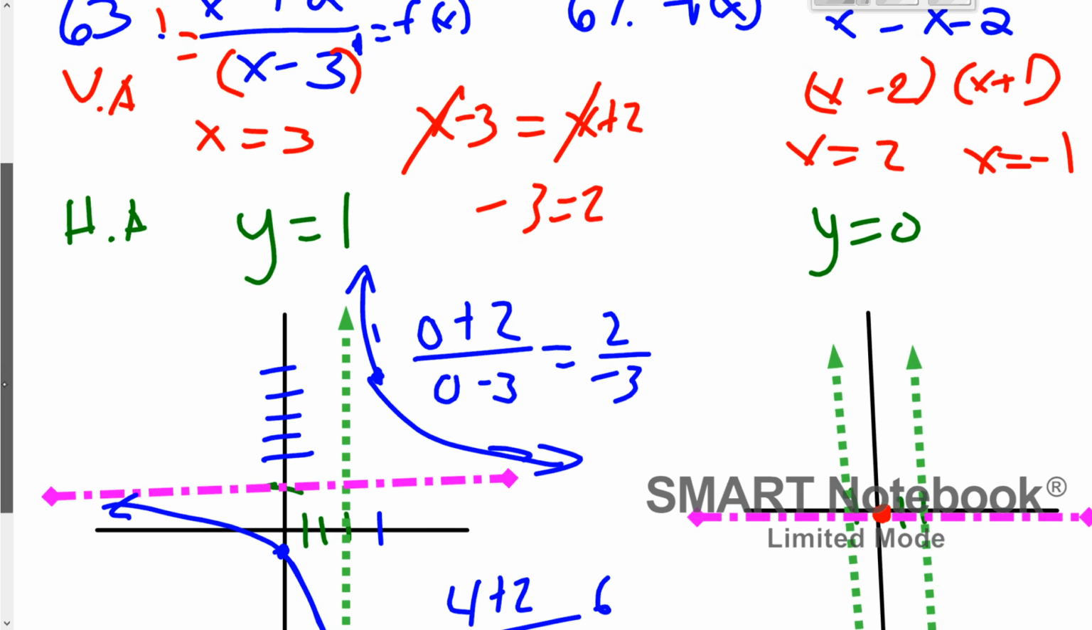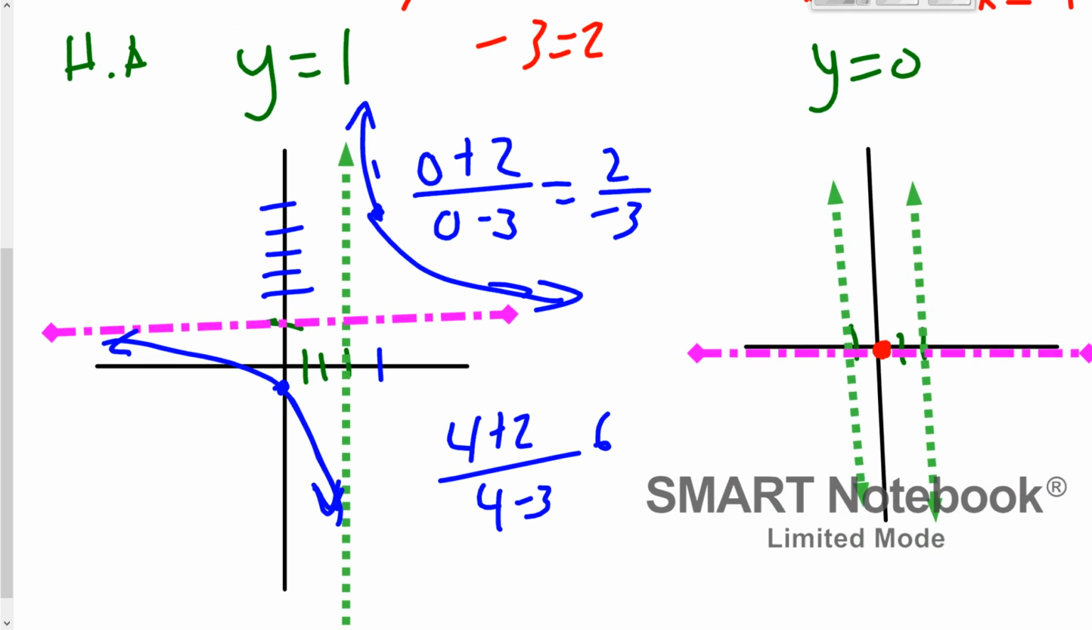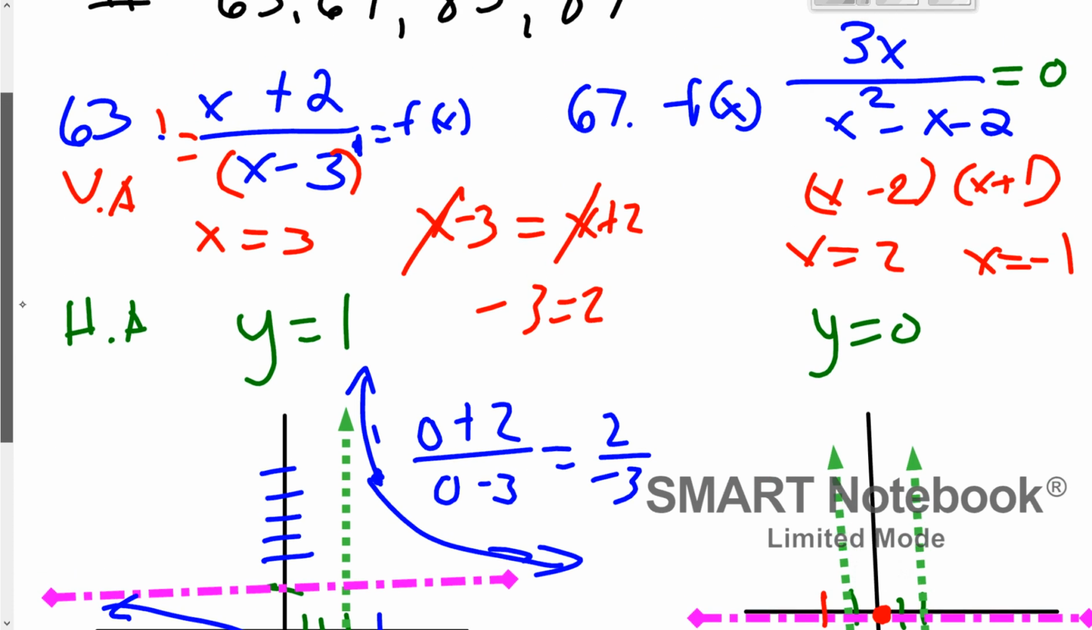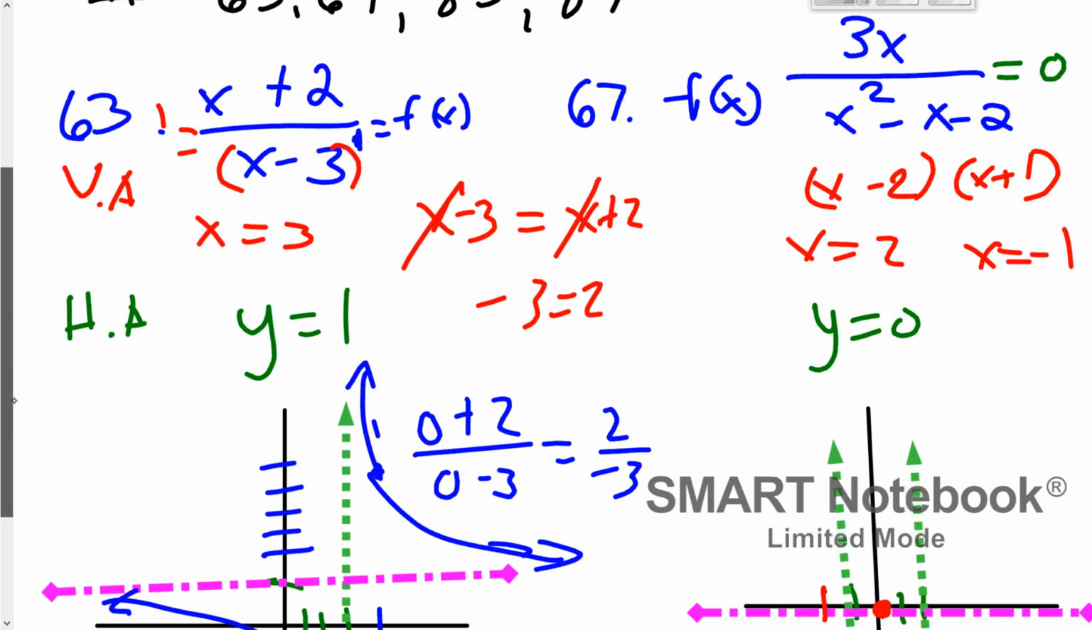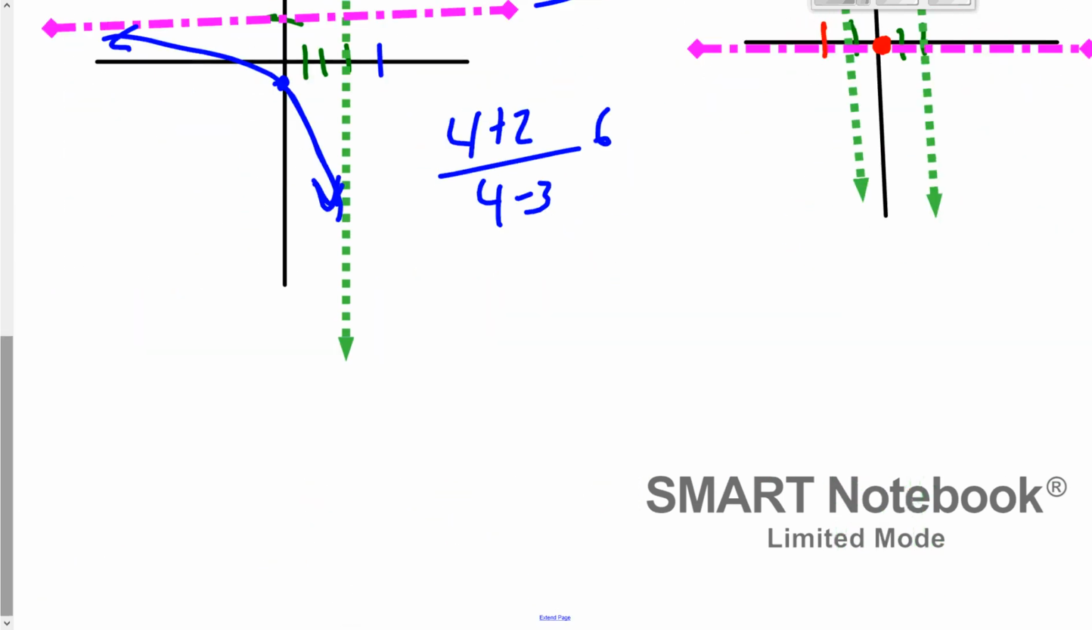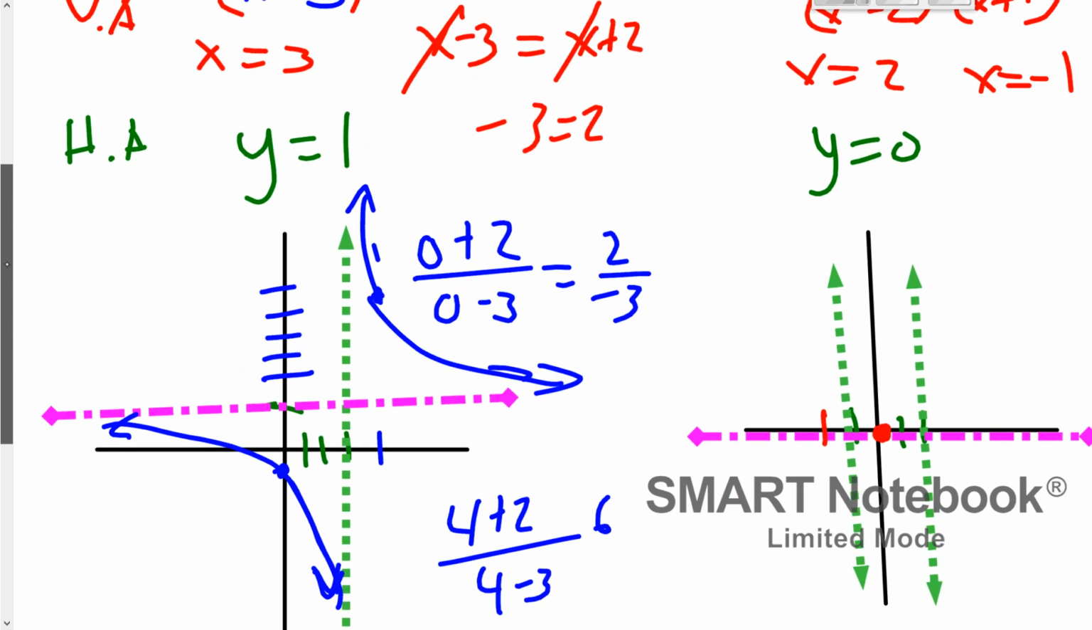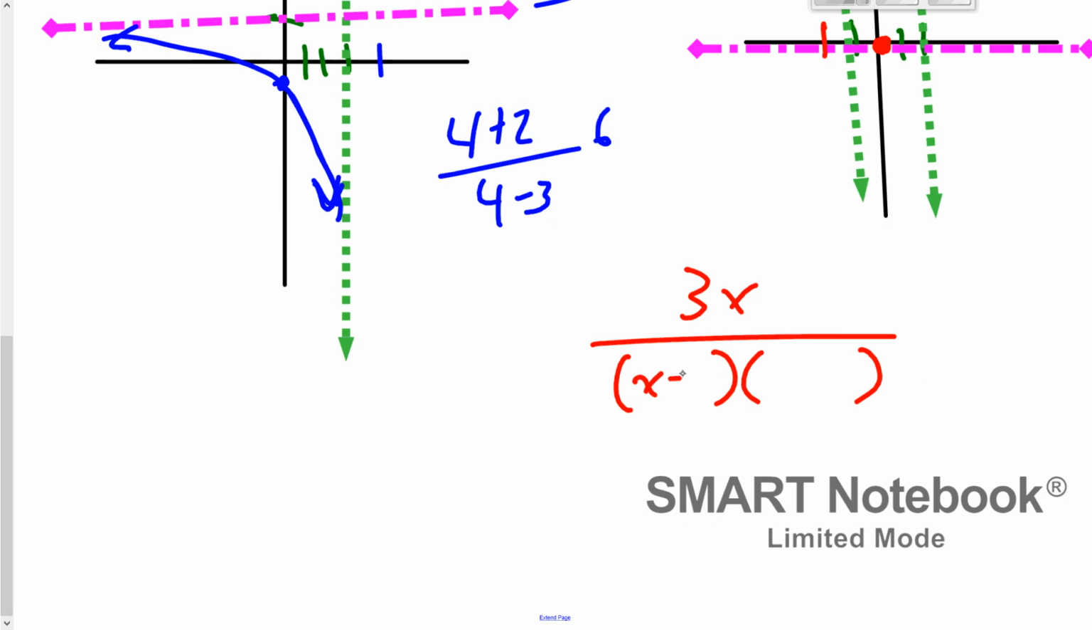Okay, 67. Again, we're just plugging in numbers, right? So we're plugging in numbers to the left and to the middle and to the outside. So here we have negative 2. If we plug in negative 2, these ones are a little more difficult just because there's more to the problem, right? So we have 3x over, I want to write the factored one. You can write the normal one if you want. Sometimes I like the factored better. It just depends on the problem. So x minus 2, x plus 1.